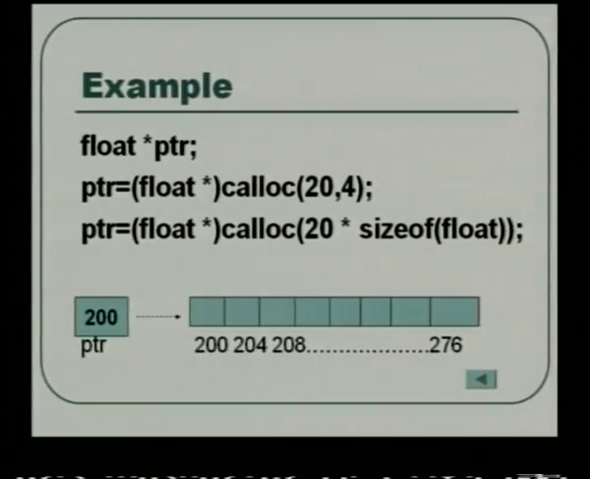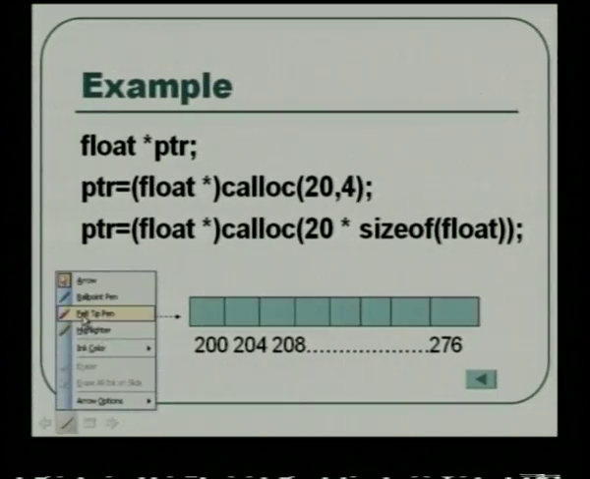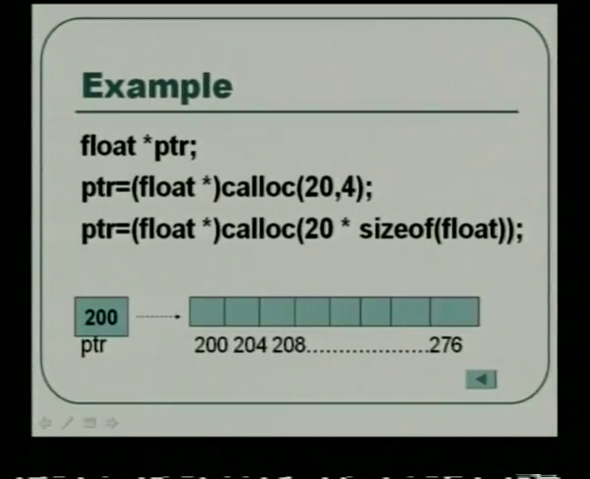So, this is how it is stored in memory. This pointer variable holds the starting address of the first block. The starting address of the block is 200, so that is held by the pointer variable. Each block of memory is of size 4, that is why 200, 204, 208, 212 and so on, up to 20 blocks. So, totally 80 bytes are there, and up to 276 you store the values. This is how the memory is allocated using the calloc function.